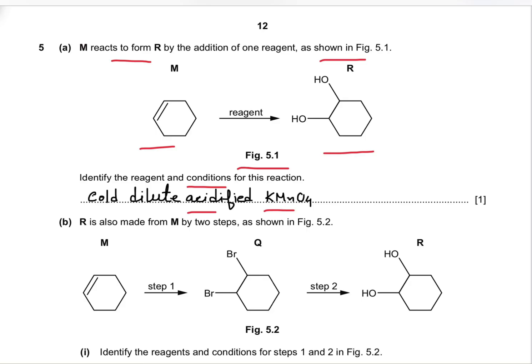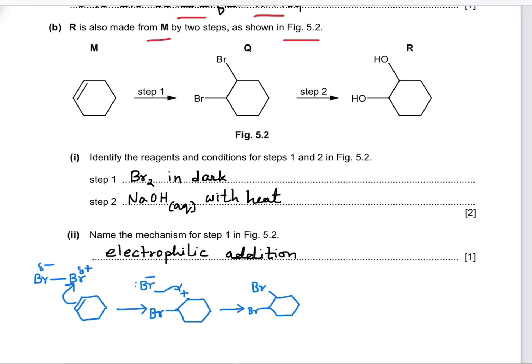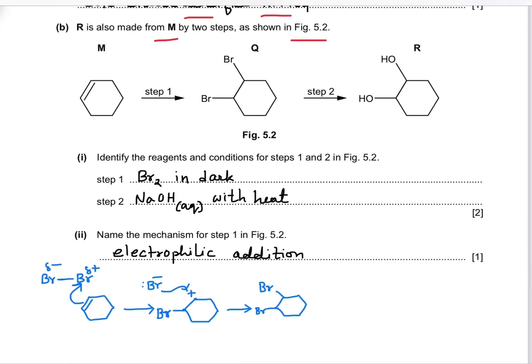permanganate. B. R is also made from M by two steps as shown in figure 5.2. Here the cyclohexene in step 1 is giving 1,2-dibromo cyclohexane, and in step 2 it is converting into a diol again. 1. Identify the reagents and conditions for step 1 and 2 in figure 5.2.